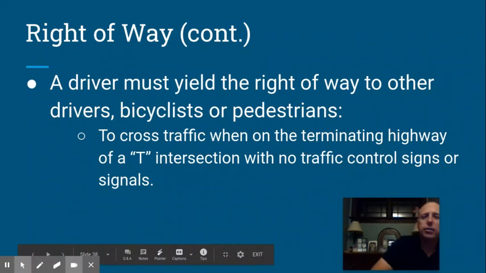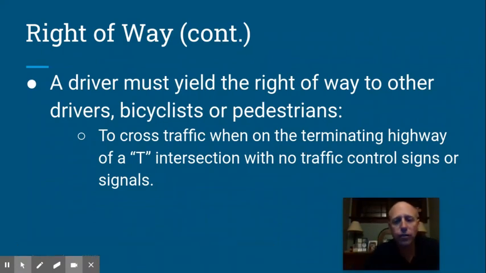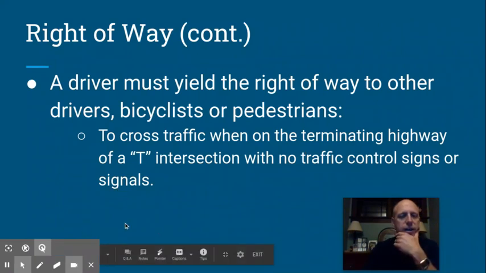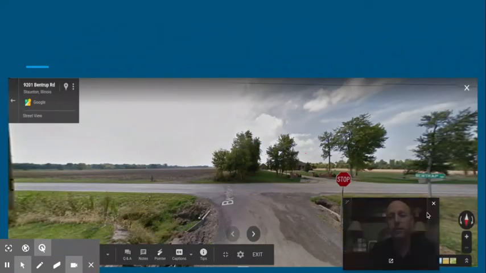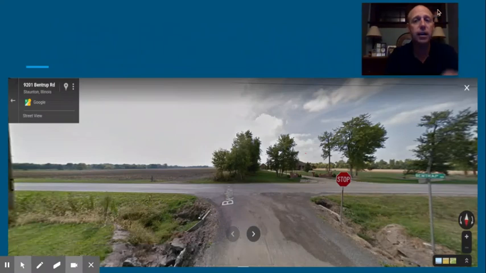Drivers have to yield the right-of-way to cross traffic when on the terminating highway of a T intersection with no traffic control signs or signals. Okay, so again, we're talking about an uncontrolled intersection here, but specifically we're talking about a T intersection. So let me show you a picture of a T intersection. Now, this is not an uncontrolled T intersection. As you can see right here, this one has a stop sign. But this is a good example of what a T intersection looks like.